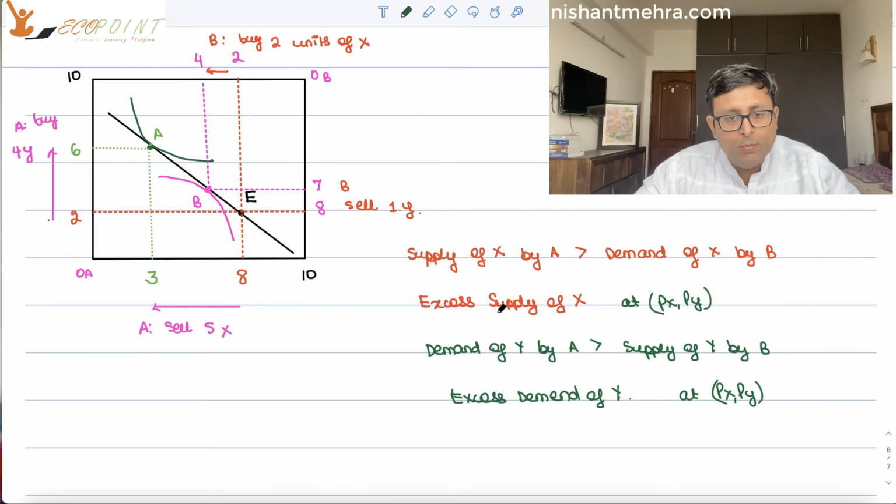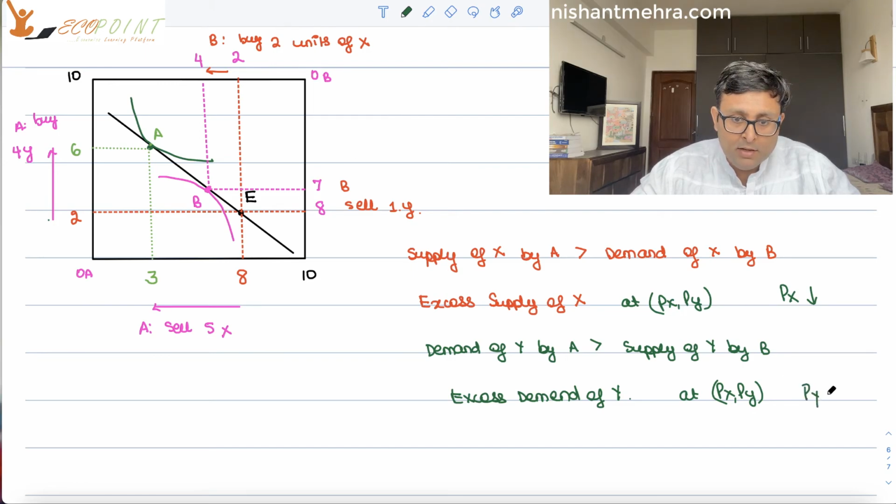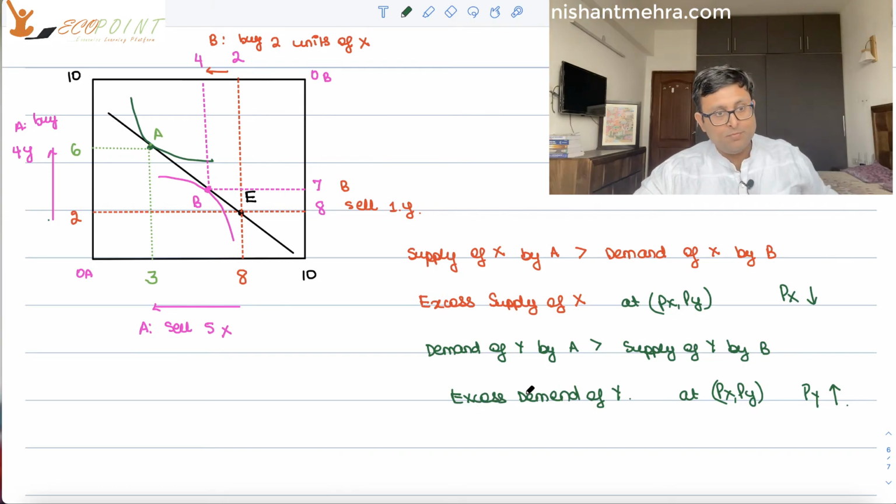Now you tell me one thing. If there is an excess supply of X, what should happen to the price of X? Price of X should increase. Sorry. Price of X should decrease, right? Because there's an excess supply of X. And when there is excess demand for something, what should happen to the price of that thing? Price of Y should increase. You with me?